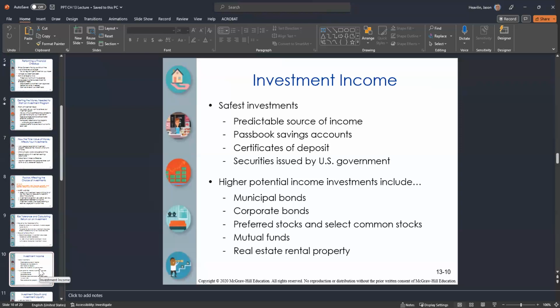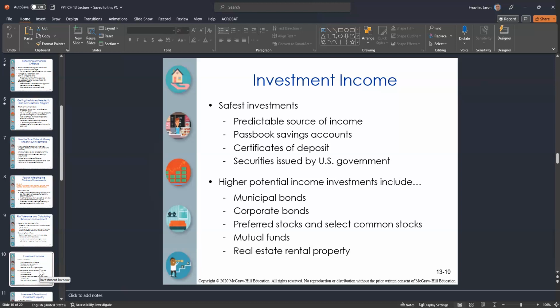Investment income. Safest investments, predictable source of income: passbook savings accounts, certificates of deposit, securities issued by the U.S. government. Yes, some of these are on the safest side that there is.